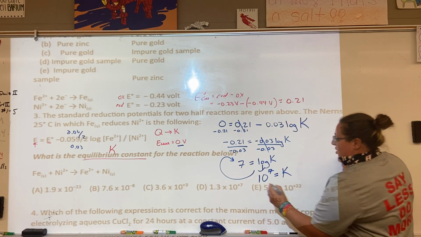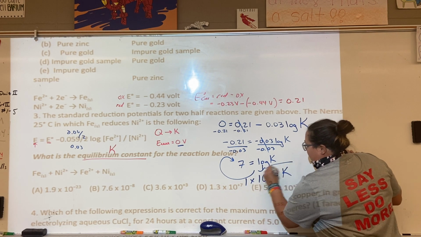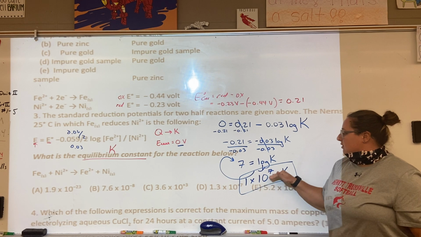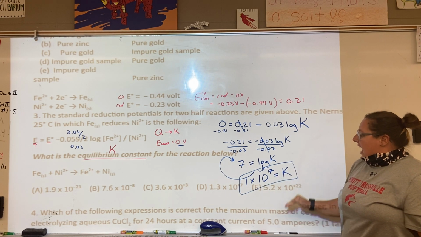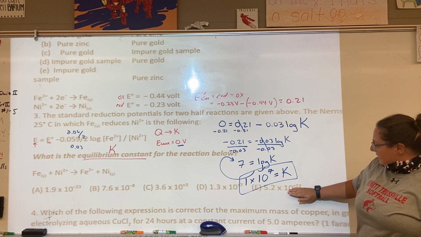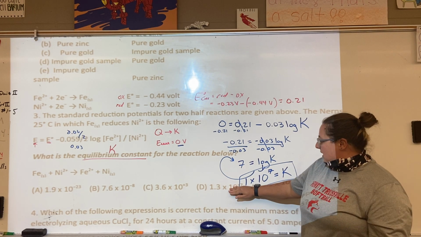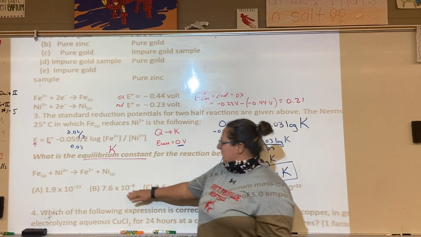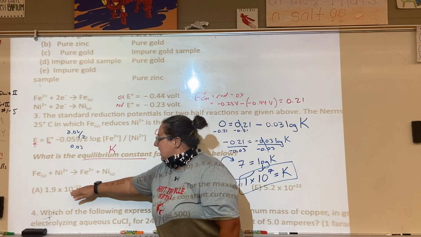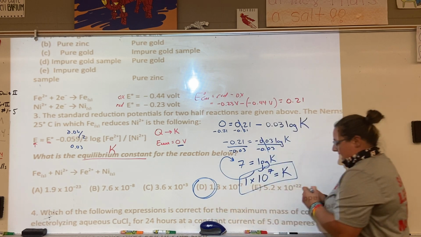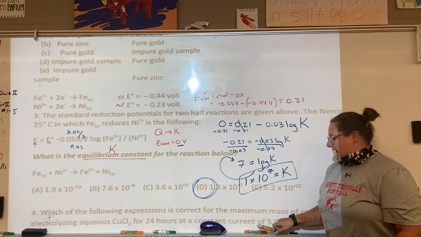So I am essentially looking for an answer that is closest to 1 times 10 to the positive 7th. And if I look at these exponents here, that's 10 raised to the 22, 10 raised to the 7, 10 raised to the 3, 10 raised to the negative 8, and 10 raised to the negative 23. This D is the closest answer that I have here.